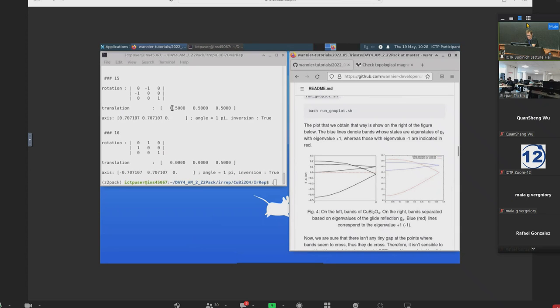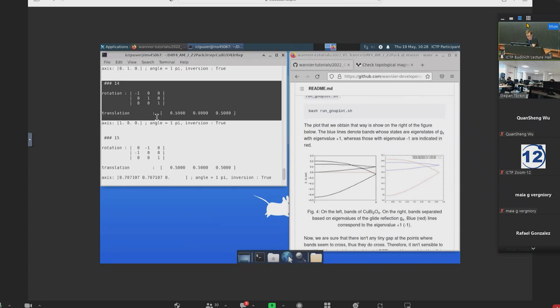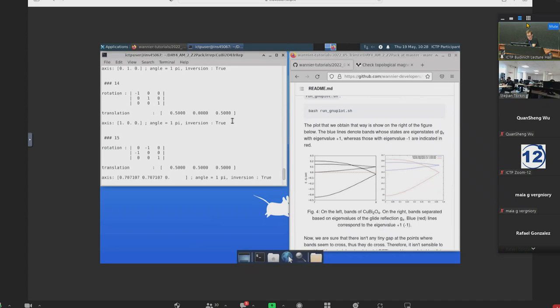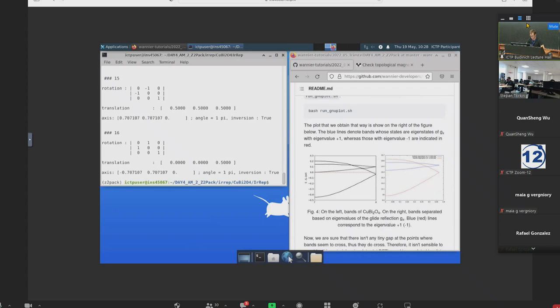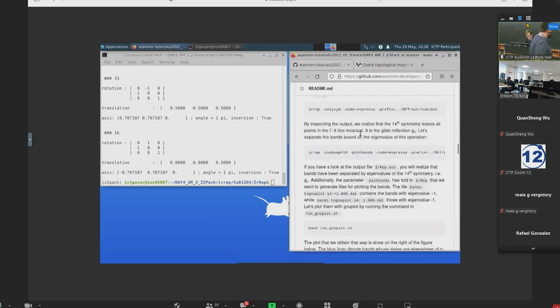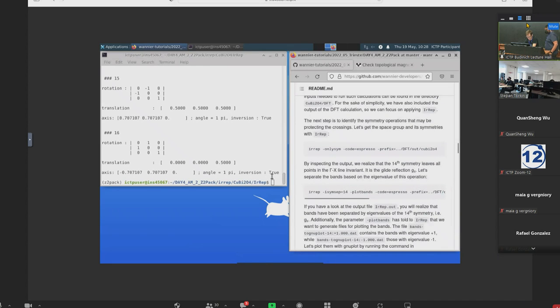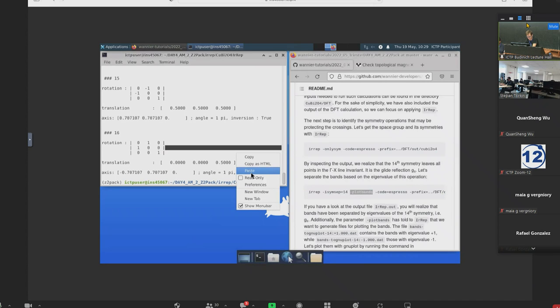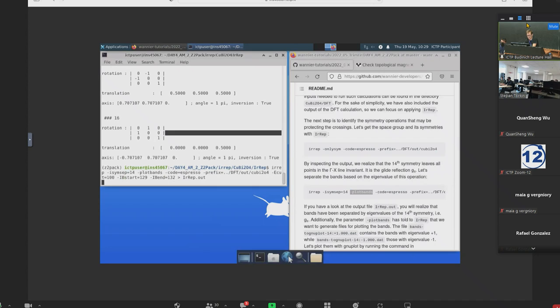Good, so as I said, the 14th symmetry operation looks like a potential candidate to be the one that is protecting our crossing, so let's check if that's the case, okay? So we are going to copy this command here, and we are going to run it. Again, we are telling IREP to separate our bands based on eigenvalues of the 14th symmetry operation, okay? And we are telling it also to generate files that may be used for band plotting. So let's copy this command, paste it in our command line, and run it.